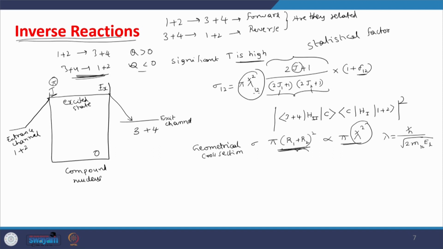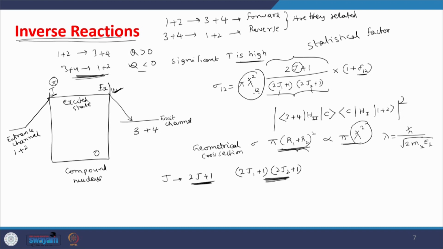Now, we know that in quantum mechanics, a state with angular momentum J has 2J plus 1 substates, right, and the excited state in this compound nucleus represents the compound state for the entrance channel, where there are 2J plus 1 substates. Now, the entrance channel involves a total of how many substates? 2J1 plus 1 and 2J2 plus 1. These many initial substates are there. Remember, these many substates, 2J1 plus 1 into 2J2 plus 1, are available for the entrance channel.